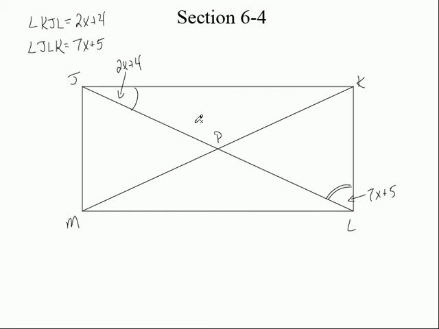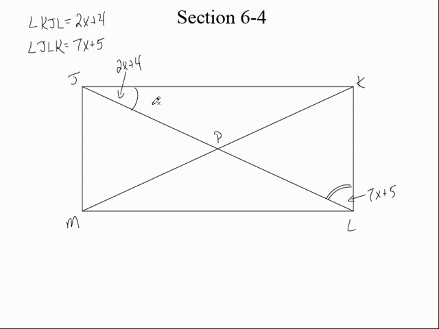Now, they tell you it's a rectangle. They tell you JKLM is a rectangle. There's no symbol for rectangle, so we just call it rectangle JKLM, and you write the word out, rectangle. And we want to solve for x.